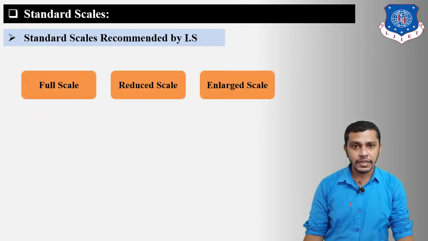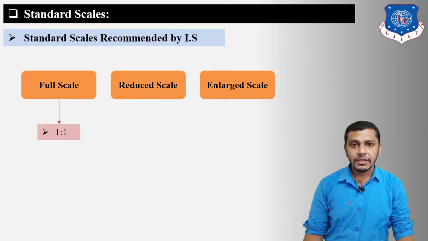So what is full scale? If the length of the object in the drawing is the same as the actual object, then the scale is known as the full scale. And the indication of the full scale is 1:1. That means the drawing length of the object is equal to the actual length of the object. Now what is reduced scale?